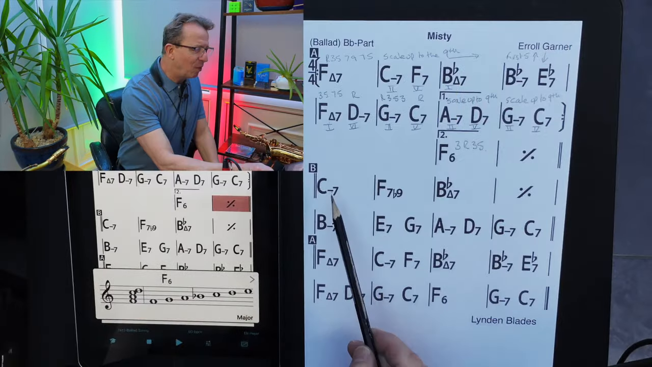Lovely, functional, beautiful solo, hitting all the right spots. Sounds great. So let's go on to the B section. And what do we have here?